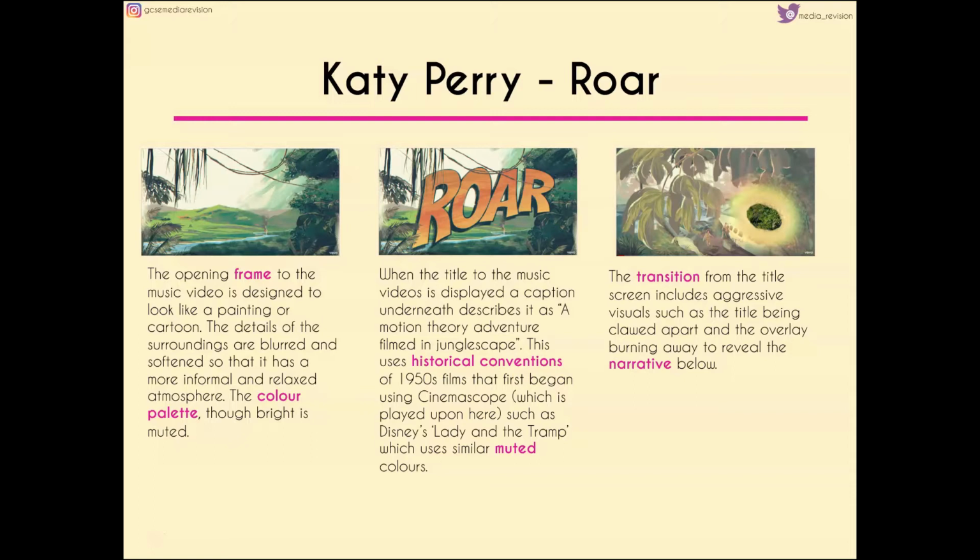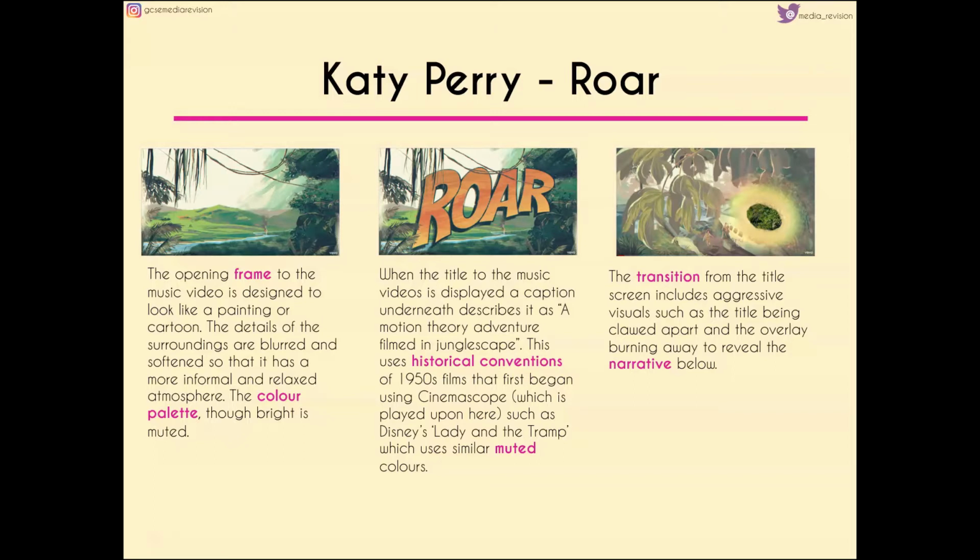So we start this video with an opening frame that's designed to make the music video look like a painting or a cartoon. The details of the surroundings are blurred and softened so that it's a little more informal and relaxed, but the colour palette is quite bright even though it's muted. Now when the title of the music video appears, it's displayed with a caption underneath that you can't see in the screenshot there, but it does say a motion theory adventure filmed in jungle scope. Now this has a few historical conventions of 1950s films that first began using CinemaScope, which is an idea that's played upon here. You can see that in things like Disney's Lady and the Tramp, which uses similar muted colours to the ones that we've got here.